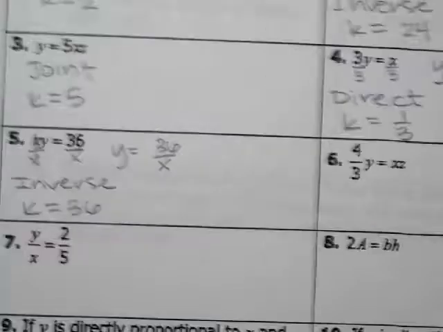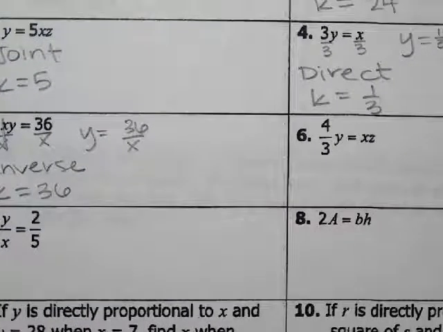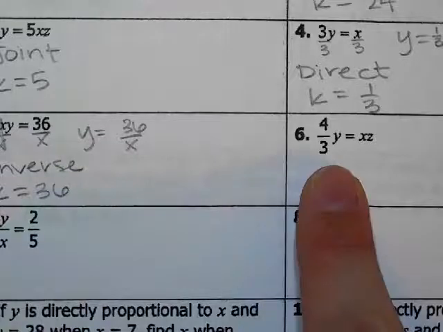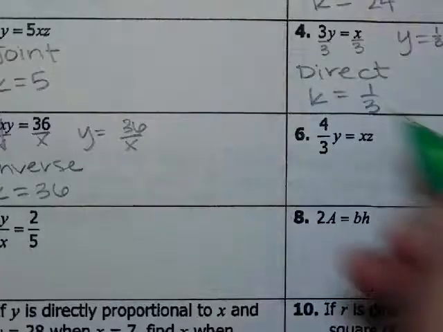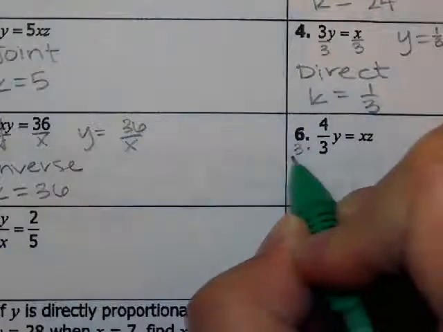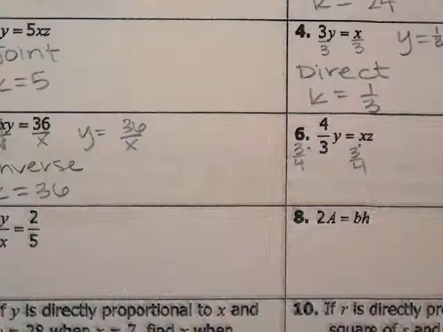All right. In number 6, the y is not alone. How do we get the y alone? So we could divide by 4/3, which could be tricky because it's a fraction, or we could multiply by 3/4. What would you guys rather do? The 3/4 way is a little bit easier. So times 3/4, times 3/4. They both accomplish the same thing. It's just about what is your comfort zone.